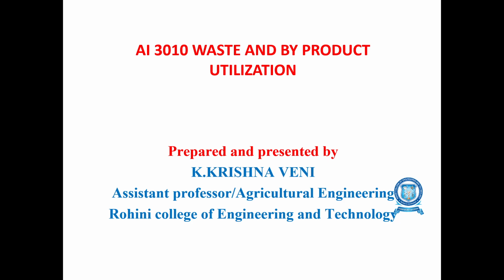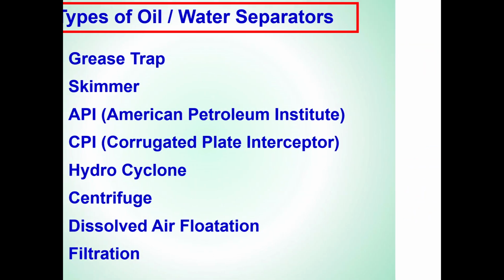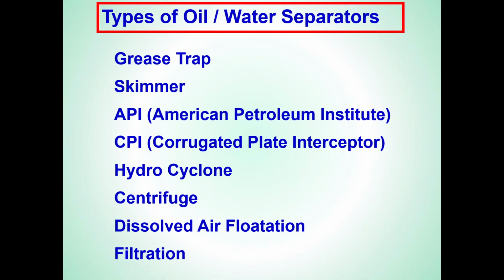Actually, in the previous video, we were discussing the oil and grease present in wastewater and what effects it has, with parameters like temperature and viscosity, and what effects it has on the relative velocity and everything else. Today we'll be discussing the various equipment we use in order to separate this: grease trap or skimmer, API, CPI, hydrocyclone, centrifuge. We'll be seeing them one by one.